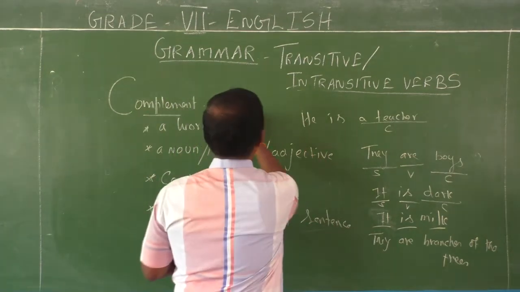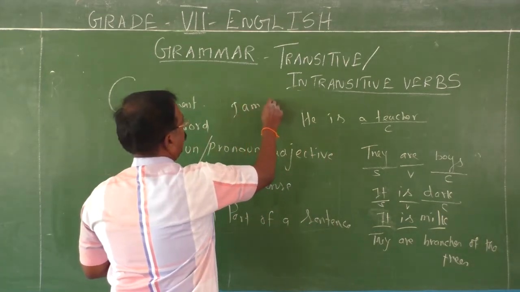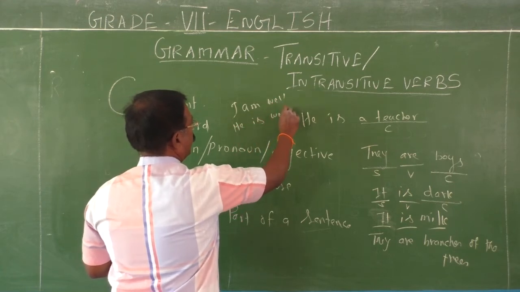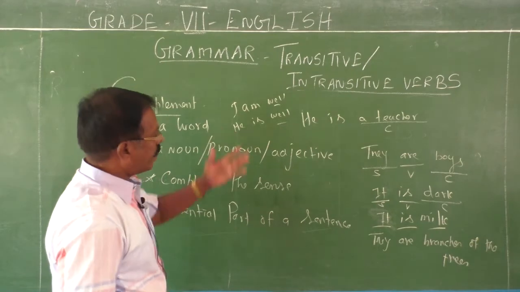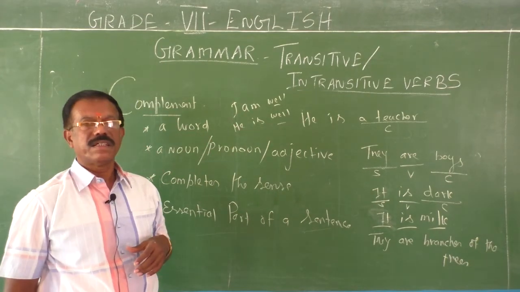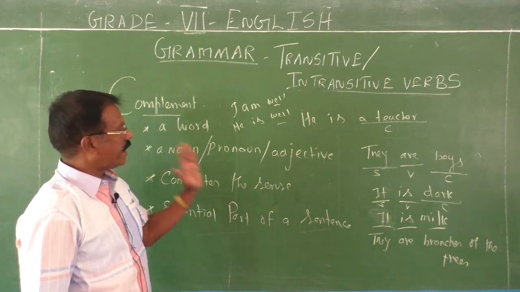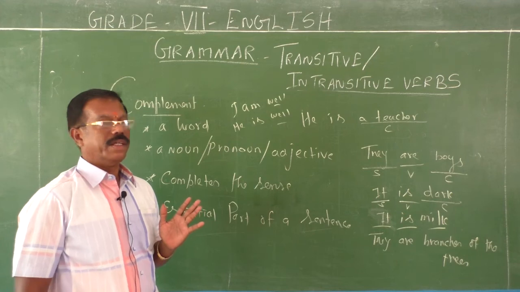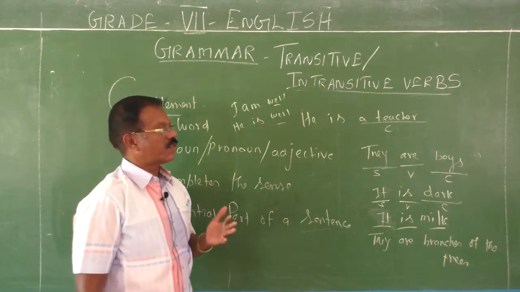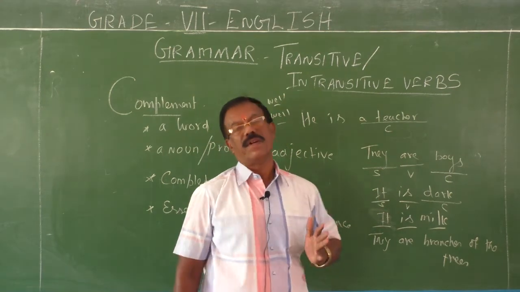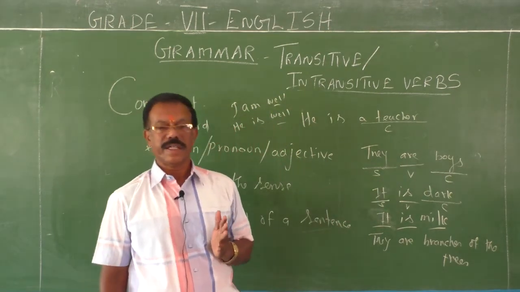See, I am well. He is well. So here well is an adjective. It is a complement. It comes to complete the sense. So without complement, the sense does not complete. Okay. So you can have this complement mostly after the linking verbs. After the linking verbs. Okay.